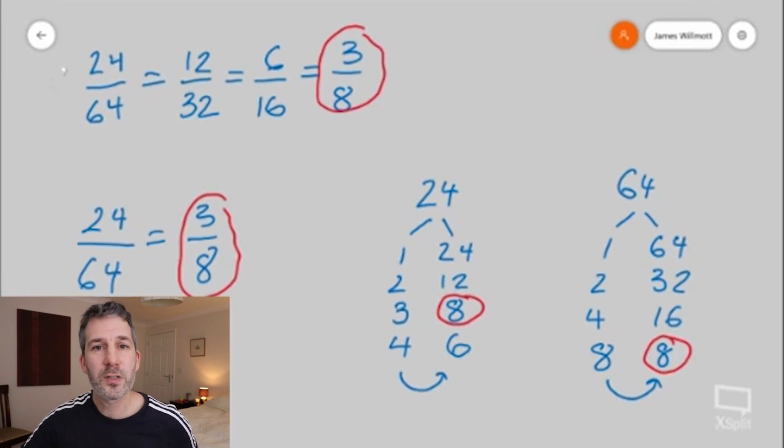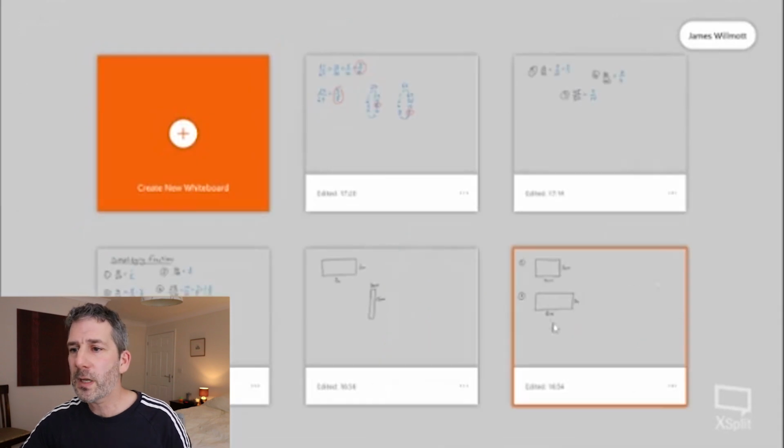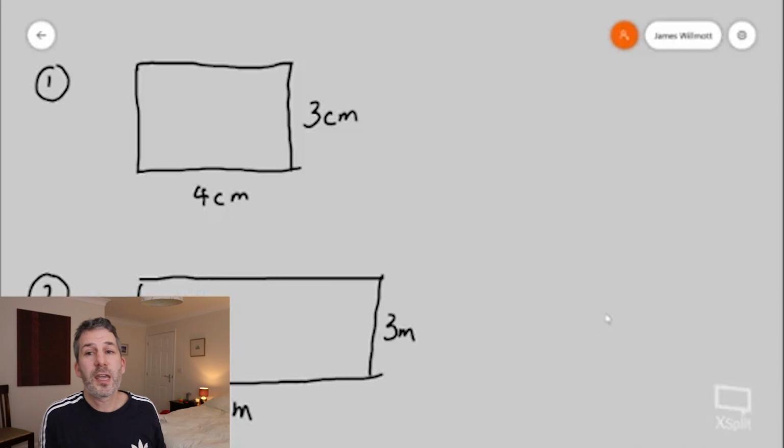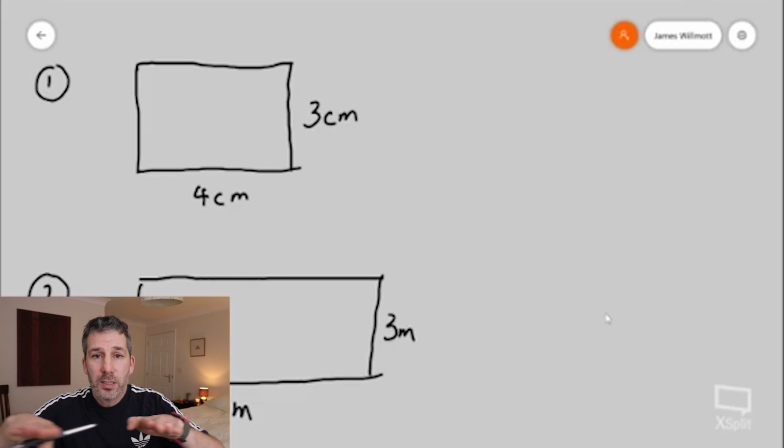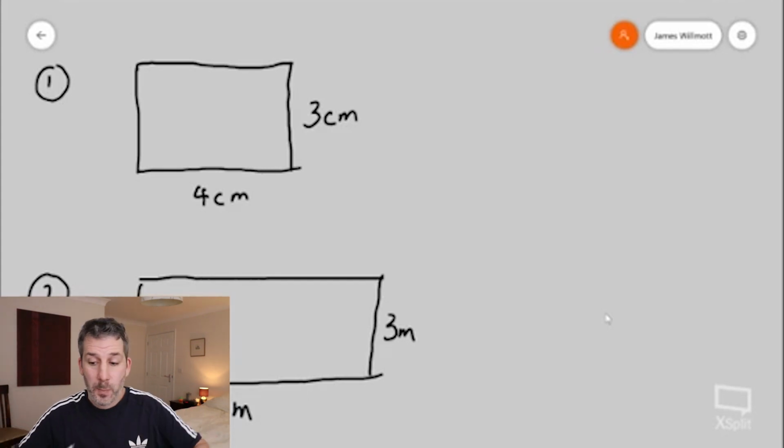I'm going to move on now to look at finding the area of, it's just a real introduction to area and how we can find the area of squares and rectangles. So first off, I suppose the first question is, what does area mean? Area is just about the size of a surface, really.